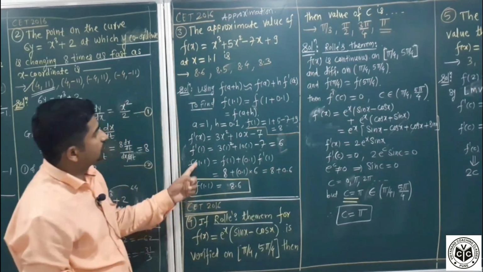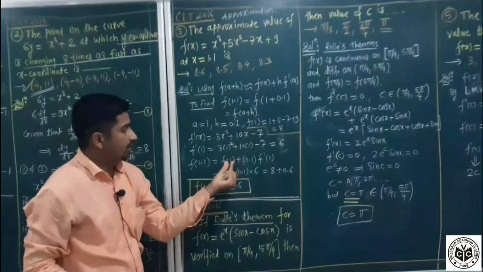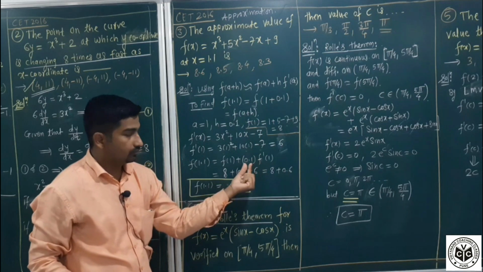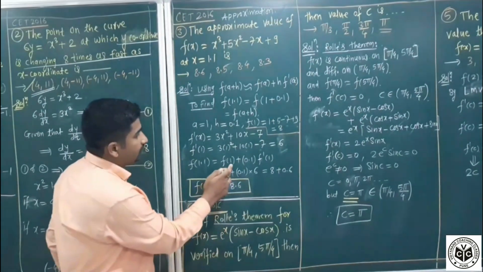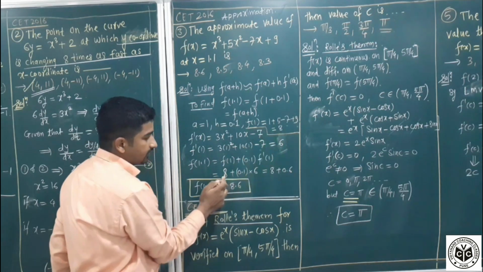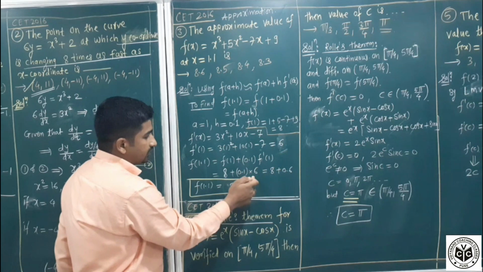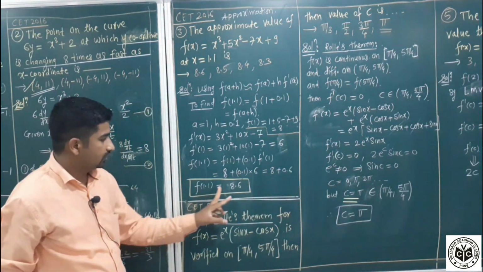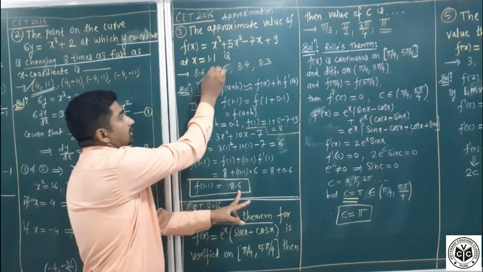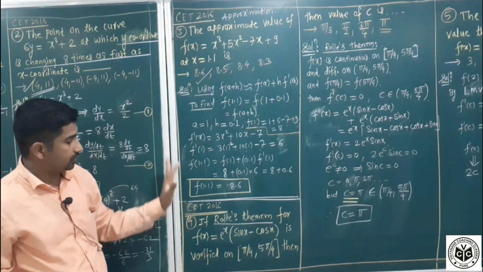So after that you have to put the value of f of 1.1 as f of 1 plus 0.1 into f dash of 1. So what is my value of f of 1? f of 1 is 8, h is 0.1 and f dash of 1 is 6. So 8 plus 0.6, the answer is 8.6, which is the correct answer. Okay. This is from approximation.